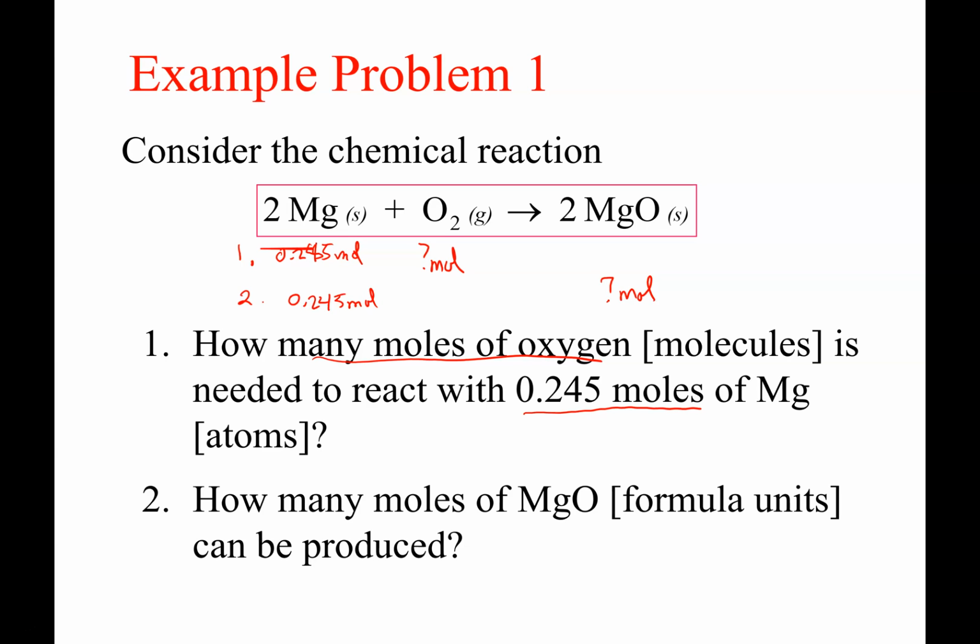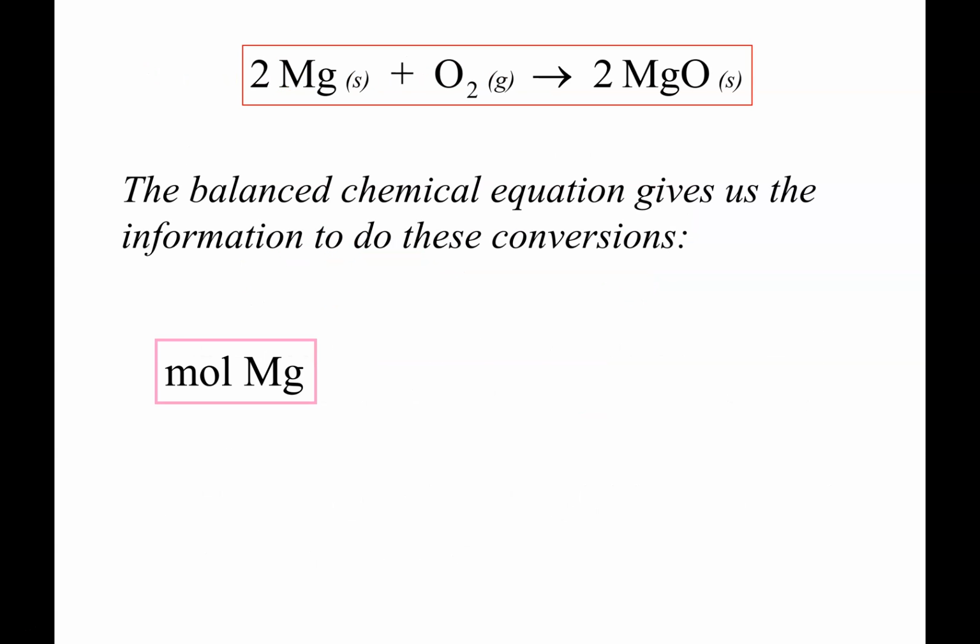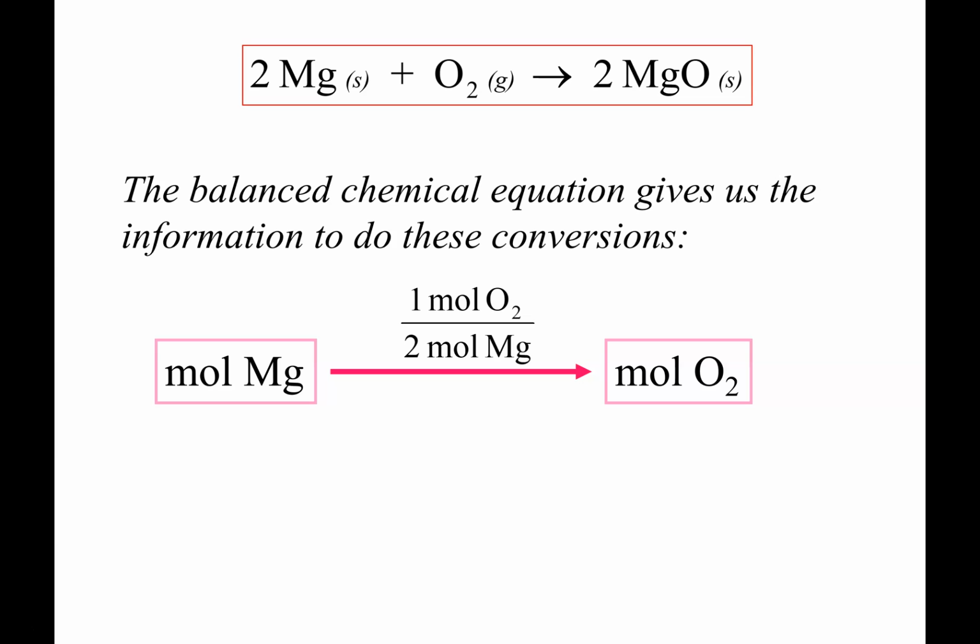So to work both of these problems, we can go from moles of, in the first one, magnesium, to moles of O2 using this ratio, and you're going to do this on the next slide. Notice that if my first term is moles of magnesium and I use this ratio, then moles of magnesium will cancel. I'll be left with moles of O2.